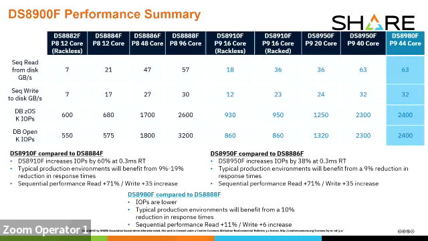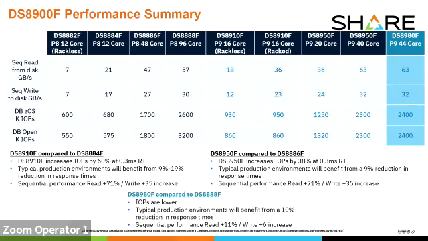And we see very significant increases in IOPS and also a very impressive reduction in response times. We also see that when you compare the 8950 to the next model set up, which would be the 8886, again, significant increases in IOPS, reduction in response time, and really good improvements. I guess excellent improvement if you're talking about a 71% improvement in sequential performance for reads, or 35% improvement with writes.